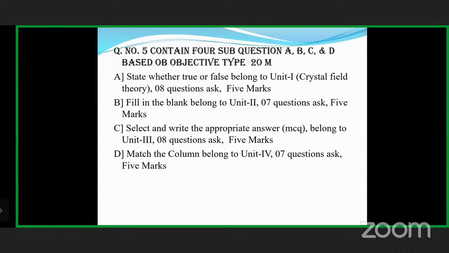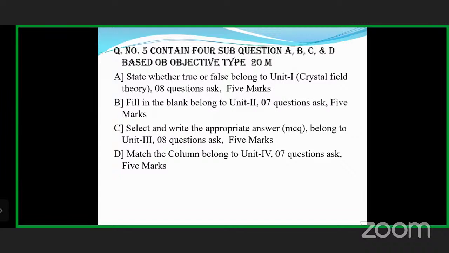And D for match the column. So here maybe first A may be match the column, or C may be. So here the sequence of the question pattern may change or remain as it is. That depends upon the paper setting. But the question pattern is like this.